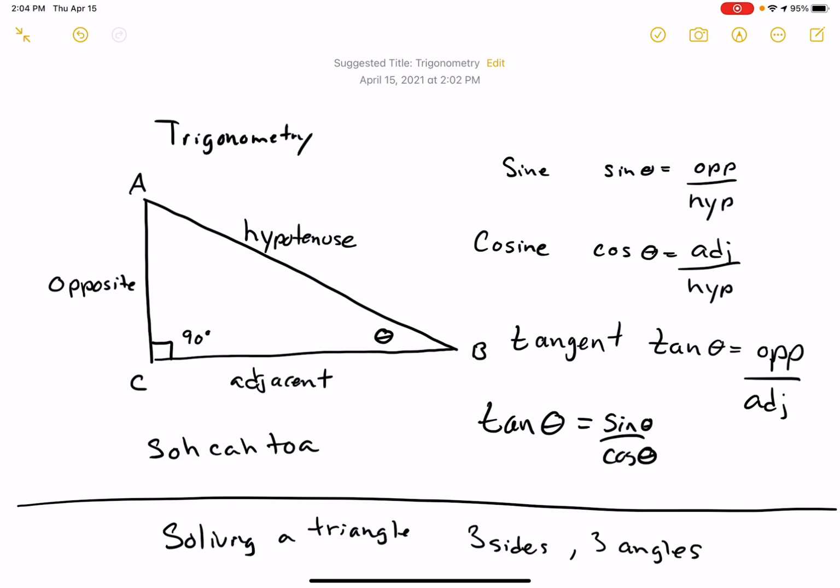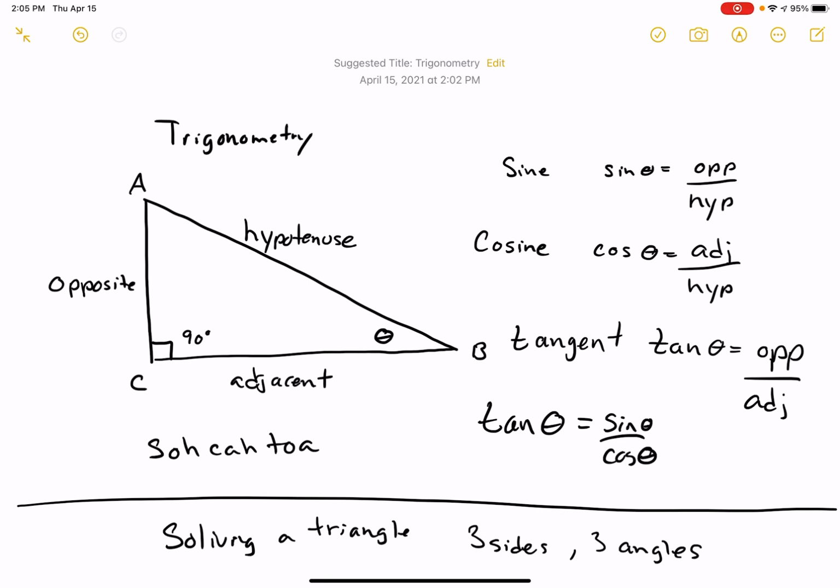In this example that I have drawn, I have a right triangle. The side that is opposite the right angle is called the hypotenuse, and the hypotenuse is always going to be the longest side on any right triangle. Then you have two other sides that are going to be labeled the adjacent and the opposite. Now, those two may switch depending upon the angle that you're working with.